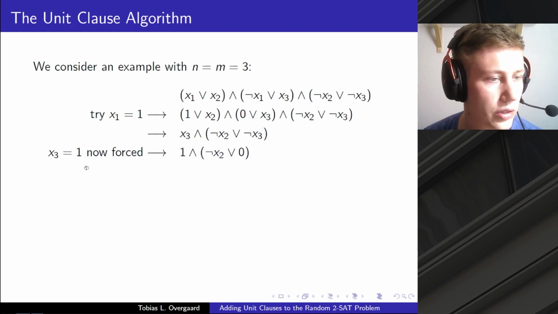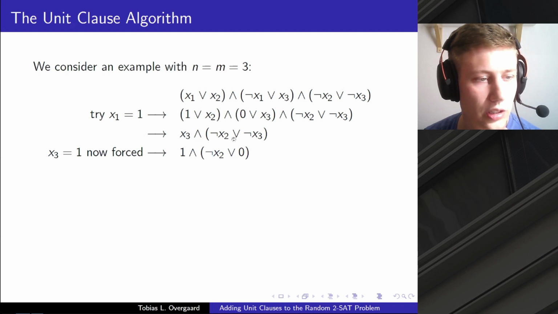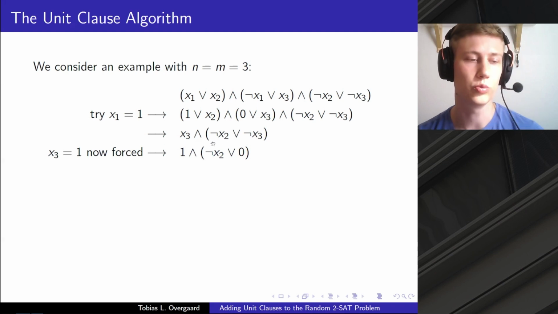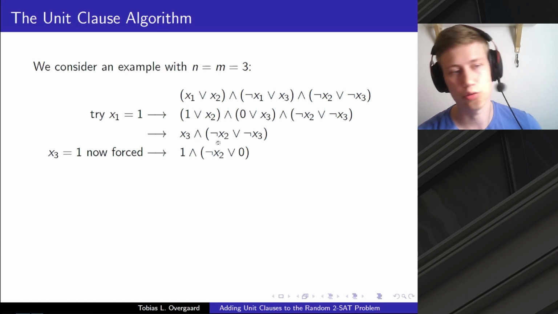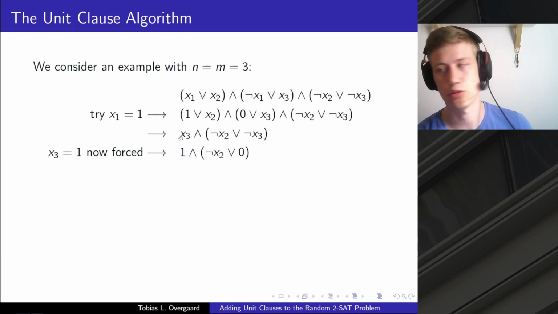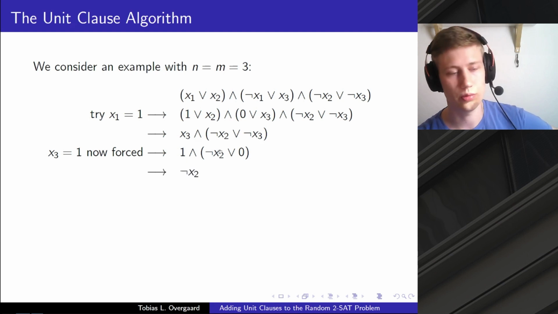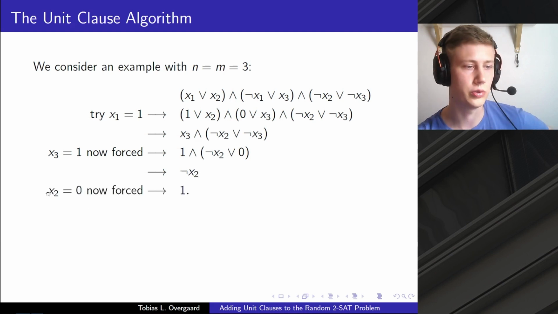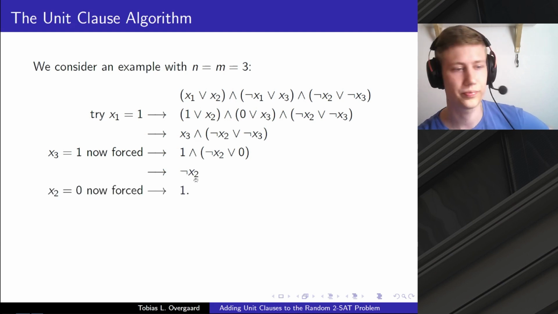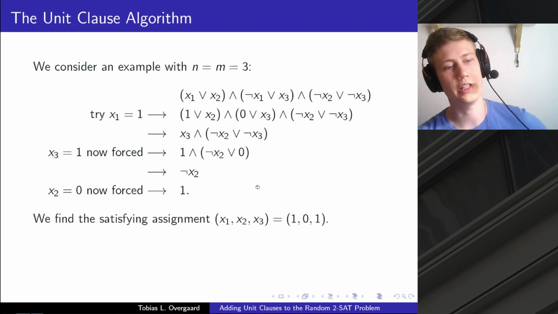But now look here. If this conjunction is to be equal to 1, or true, then I have to set x3 equal to 1. This is forced. So I do that, get a 1 here, but I get a 0 over here. So as you can see, this reduces to not x2. And now I'm forced to put x2 equal to 0 for this to be 1. But this does give me the satisfying assignment.